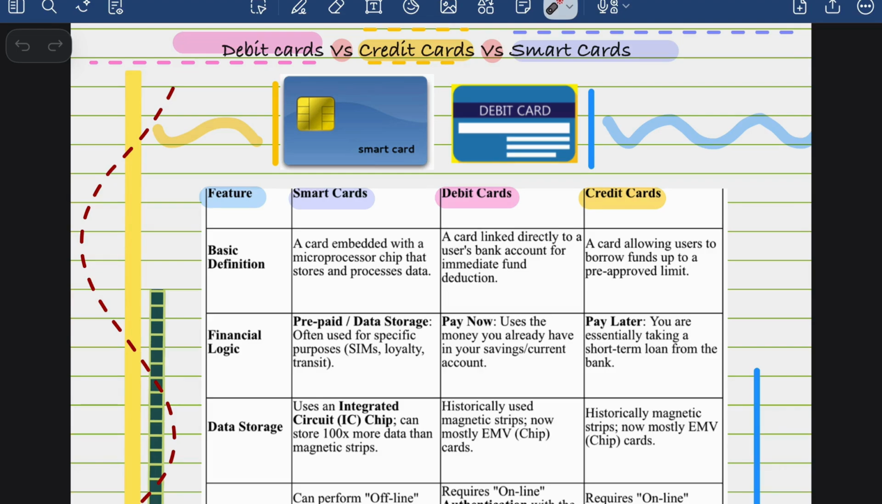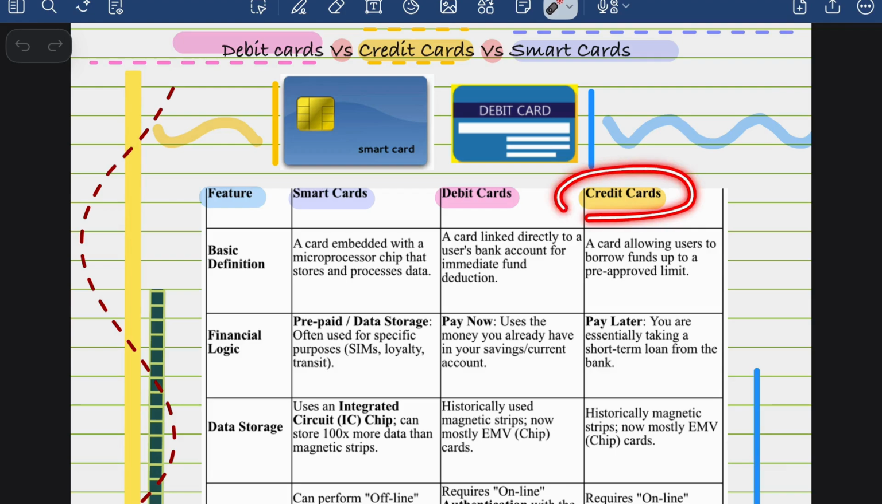So we'll compare smart card, debit card and credit card. The core trick of remembering the debit card is the phrase "pay now." Alright, this is the phrase you need to remember: pay now. So when you swipe a debit card, you are using your own hard-earned cash that is already sitting inside your current or savings account. So if your account balance is zero, the transaction is instantly declined. You cannot pay, you cannot have any other option.